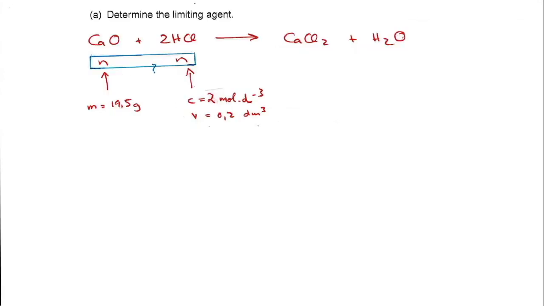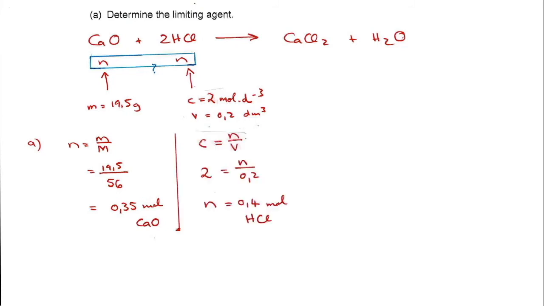Now, in the first one, to determine that limiting agent, we're going to convert the mass to moles, and we're going to work with the solution and convert that to moles as well. So we're converting the calcium oxide to moles, and we're converting that solution to moles. So now we know what is available. Next up, we need to decide which one is in excess.